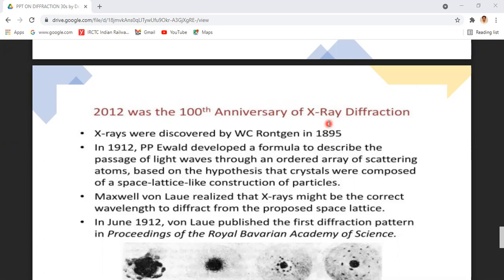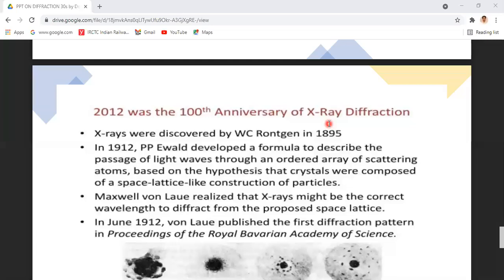What is the condition for the diffraction phenomenon of light waves? If the wavelength of the incident light, lambda, is comparable to the size of the slit, a, if lambda is approximately equal to a, then only the light is diffracted from the slit, actually from the edges of the slit.